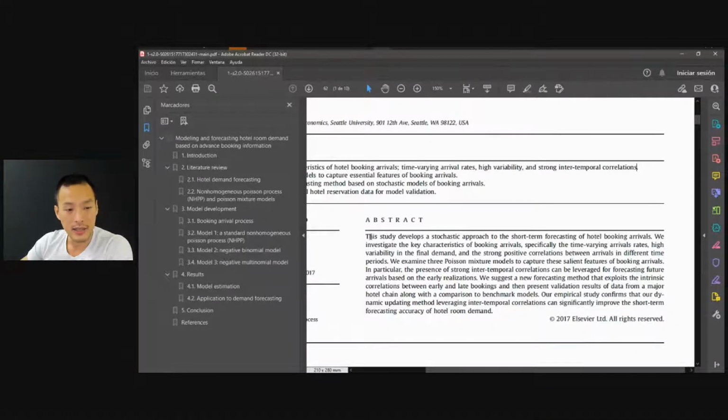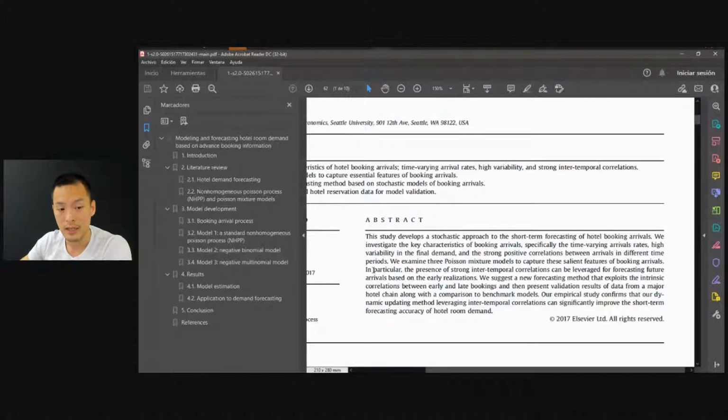But the abstract is saying this study developed a stochastic approach to the short-term forecasting of hotel booking arrivals. Right? We are investigating the key characteristics, we saw it up here. So they just basically write it out in a longer format. And then this goes into, we examine three Poisson mixture models to capture these salient features of booking arrivals. So you know that the model used this thing called Poisson mixture models, which you probably don't know what it is. Let's assume you don't know what it is, and that's fine.